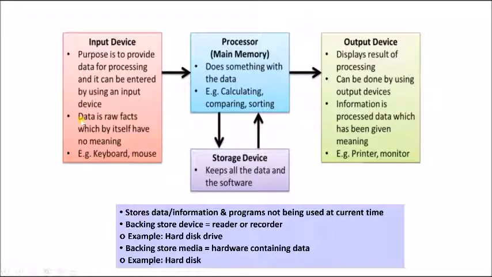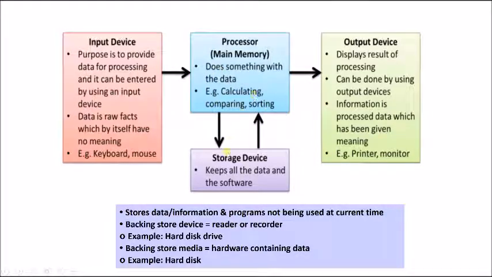And what is data? Data is the raw facts which are to be manipulated and processed. As you see, data has no meaning. Now, after we enter the data using the input device, it is entered to the processor. The processor, with the assistance of the main memory, will do something with this data, such as calculations, comparing, sorting.